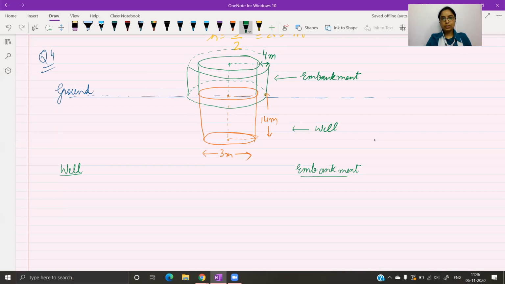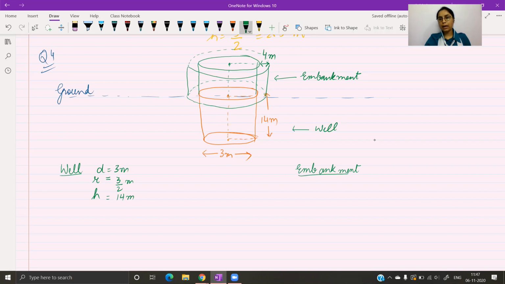So let's represent the radii and height. Now for the well, I'm using r and h in lowercase. Let's keep this in lowercase. So the radius of the well can be calculated from its diameter, which is 3 meters. So the radius for the well will be 3 by 2 meters. Its height will be the depth of the well, which is 14 meters.